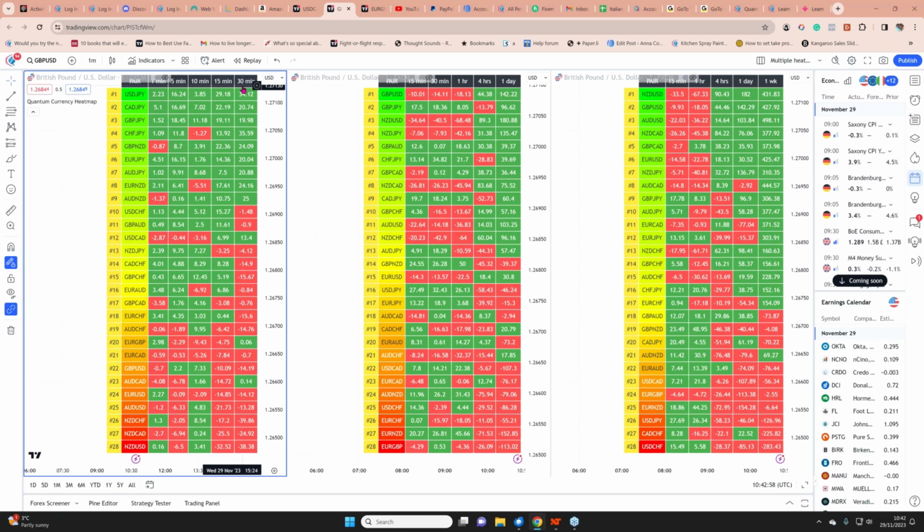So I just wanted to show you that to remind you of the fact that on TradingView, the currency heat map is such a versatile indicator because of this facility to change the time horizons. So it's just wonderful. It's a wonderful tool to use to give you that slightly different perspective when you're using it on an intraday basis.